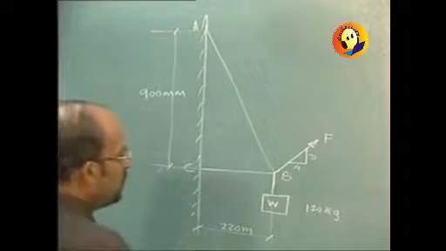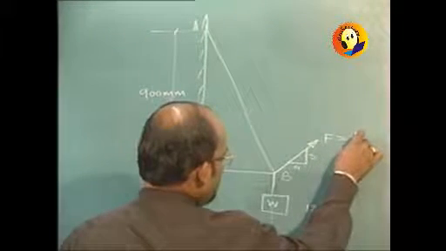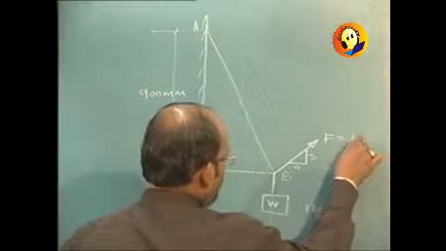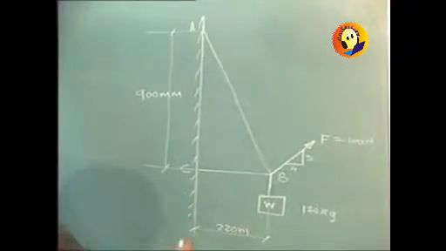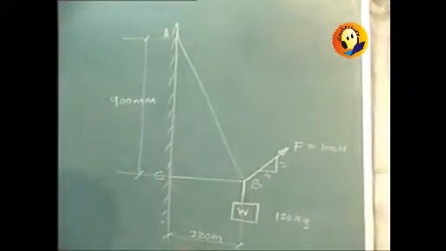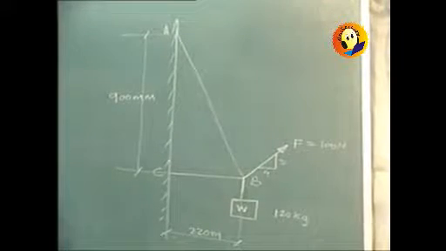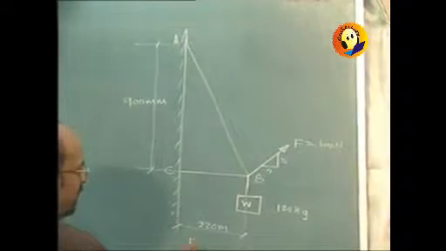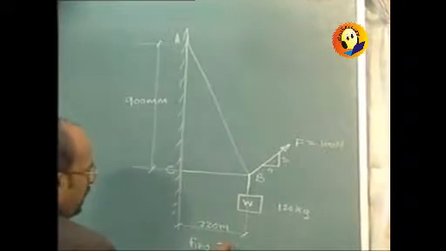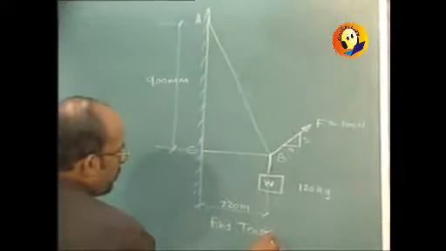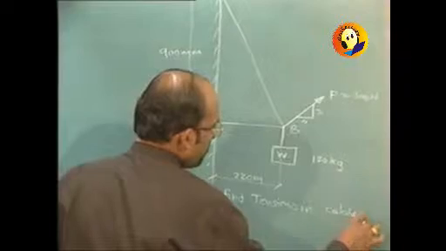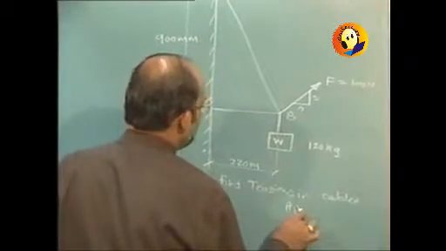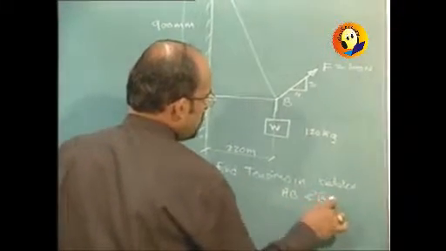Now if this force is given to us as, say, 100 newtons, we are required to find the tension in AB and BC. So the problem says that find tension in cables AB and BC.